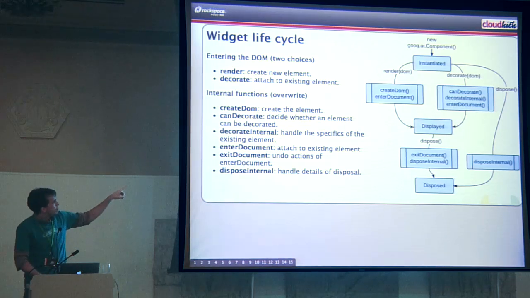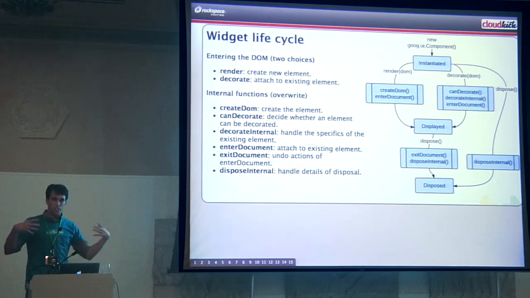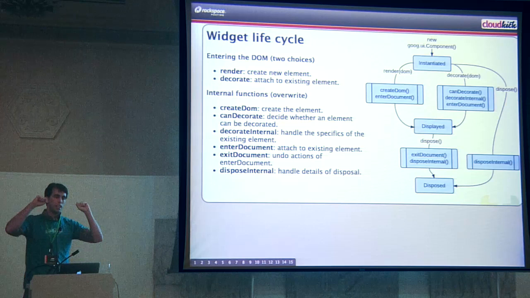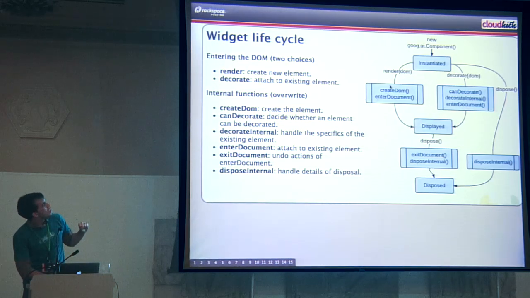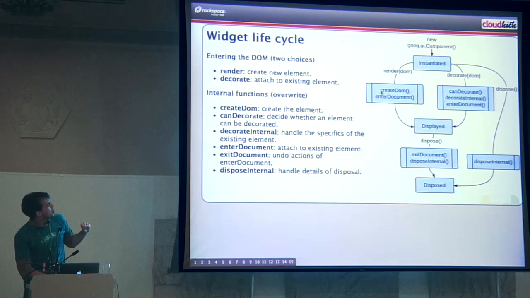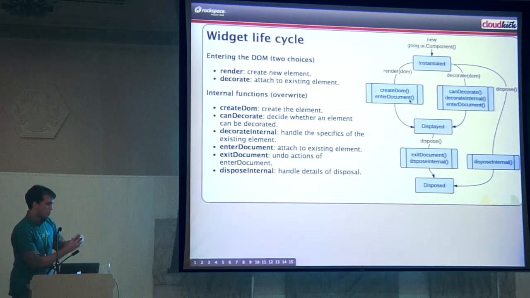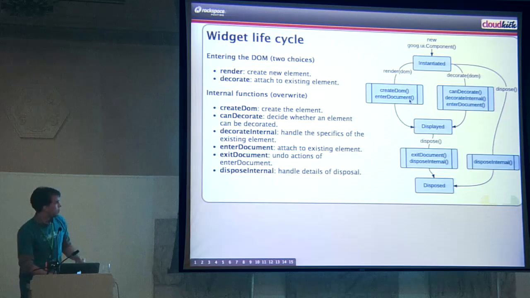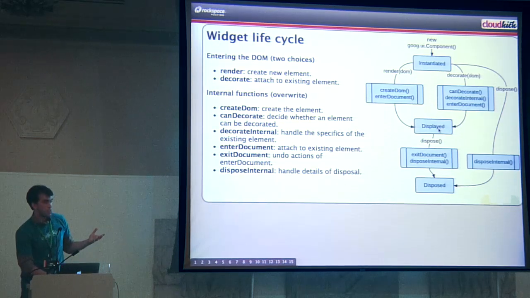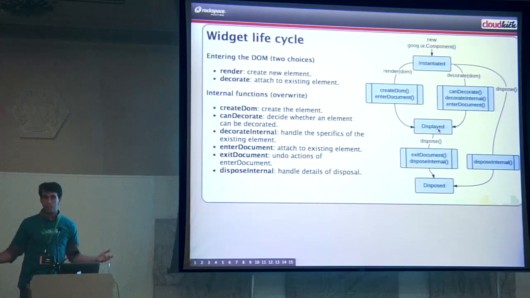If you start from the instantiated widget over there, you have the render path, the decorate path, and the dispose path. The render path is one where you would say, I have a target where I want to place this widget, and it'll execute create DOM and enter document on its own, and that means it's going to create its own DOM. It's going to do the functions that you've defined in enter document to enter the document. And at that point, it's displayed. The user's looking at it, the user can interact with it, the user can see it.